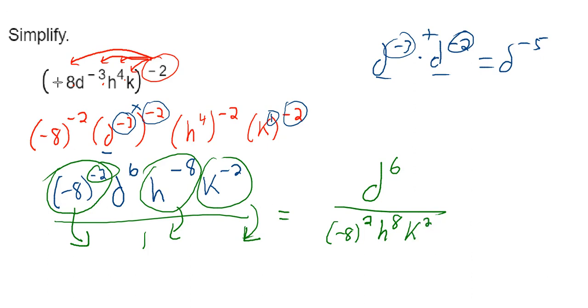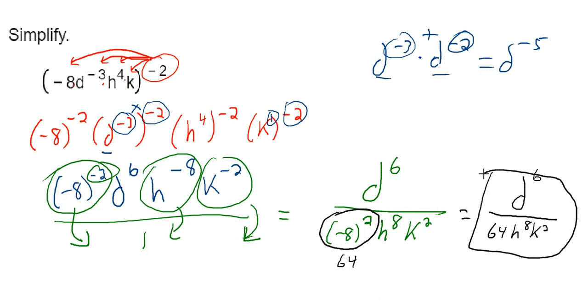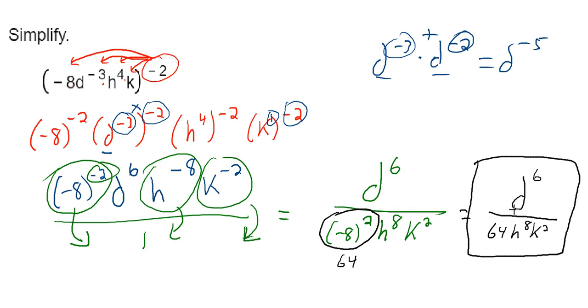And now we can multiply this out. Negative 8 to the 2nd power is going to be positive 64. And so my final answer will be d to the 6th power over 64, h to the 8th power, k to the 2nd power. And that meets all the criteria, right? We have no negative exponents, one of each variable, and we simplified the number. 8 squared, we wrote that as 64.